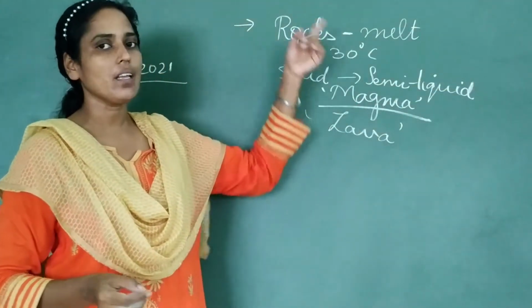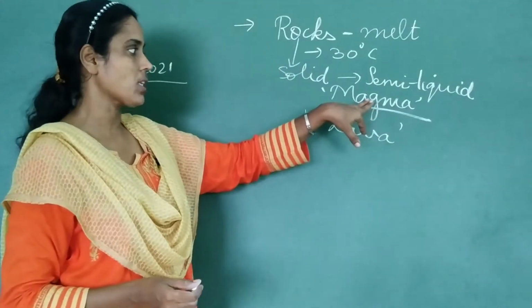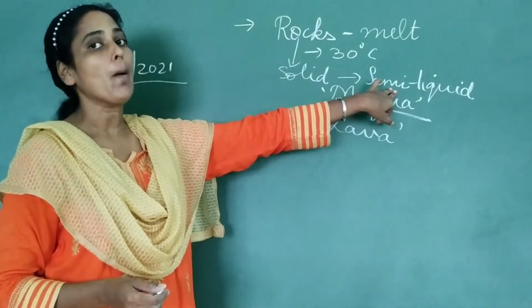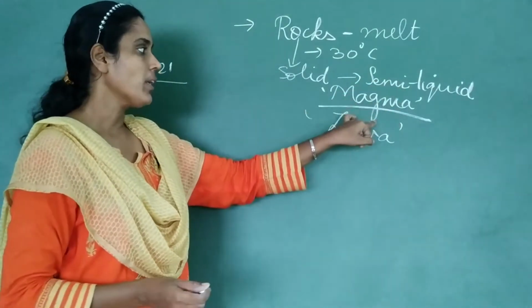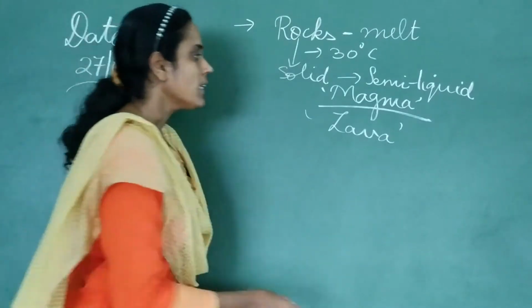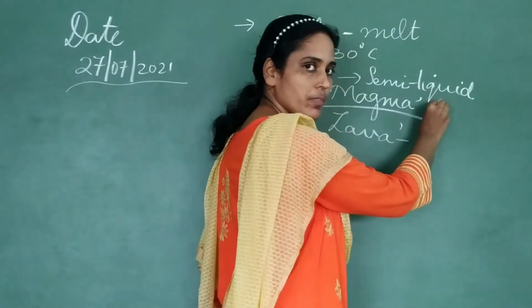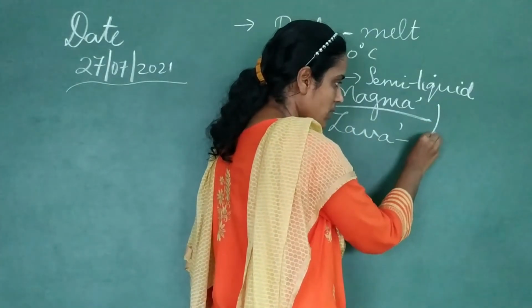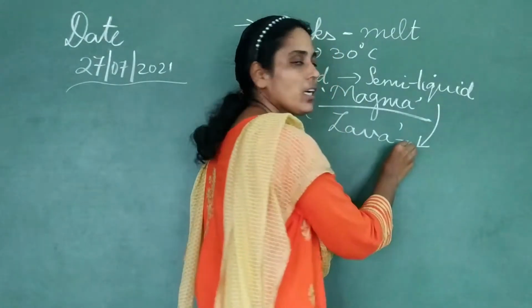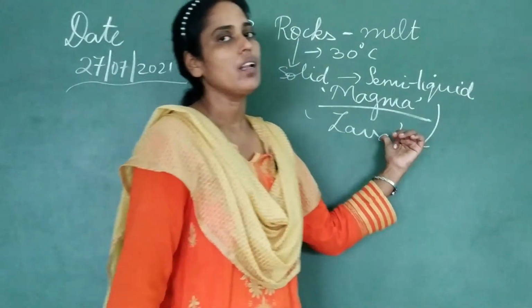One is inside the lithosphere, inside the surface of the earth. Rocks are melted, that is the semi-liquid molten form of rock. When it comes out of the earth's crust, it is known as lava. So a volcanic eruption starts from here, reaches the surface of the earth, and is converted. We call that term lava.